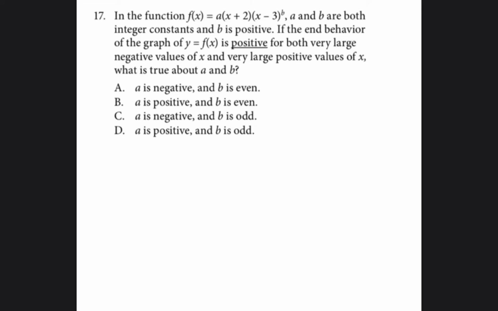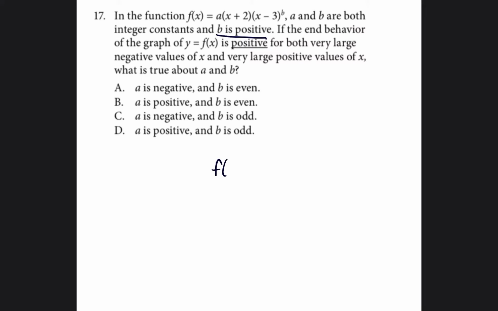It says, in the function f of x equals (ax plus 2)(x minus 3) to the b power, a and b are both integer constants and b is a positive number. If the end behavior of the graph is positive for both very large negative values of x and very large positive values of x, what is true about a and b?